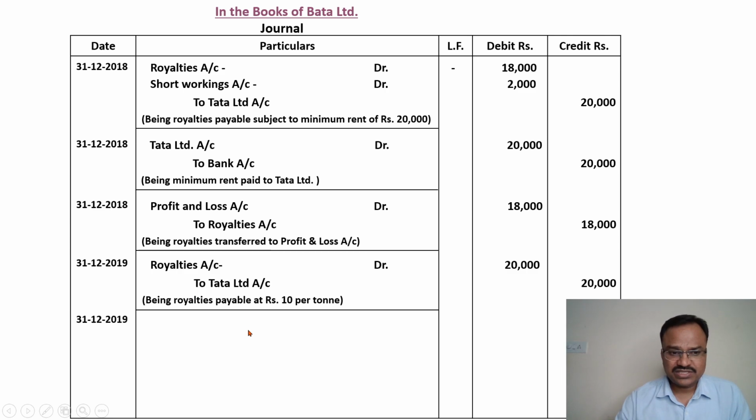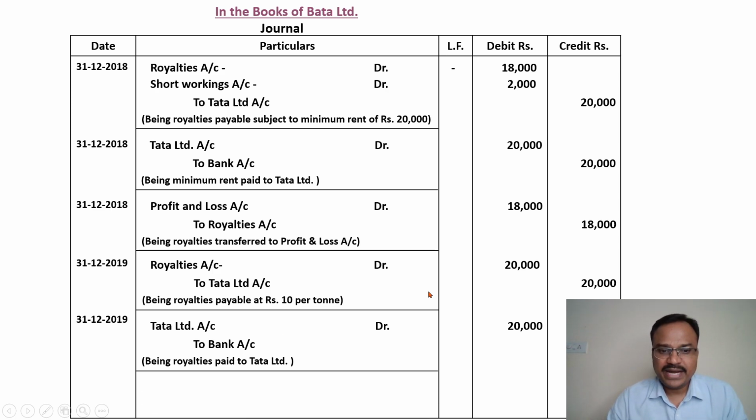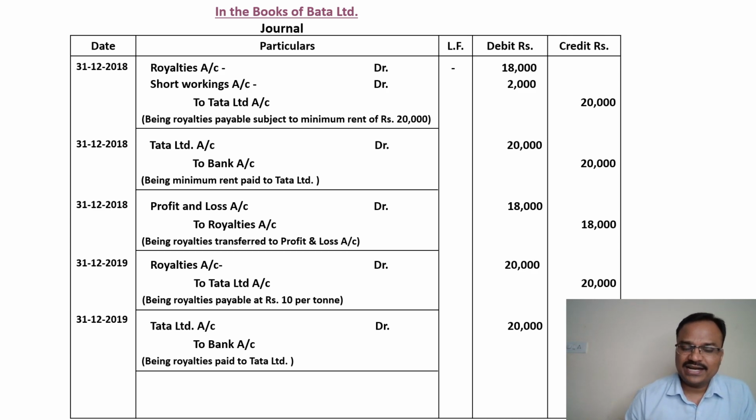Then the second entry is for the payment of royalties to the landlord. So second entry, Tata Limited account debit to bank account, and the amount is 20,000. Tata Limited account debit 20,000 to bank account 20,000, right? And here the narration is being royalties paid to Tata Limited, right? Because in the third year, the amount of minimum rent and royalty is the same.